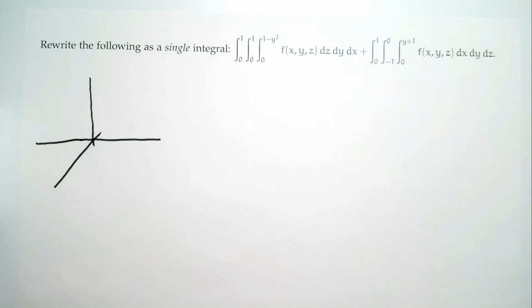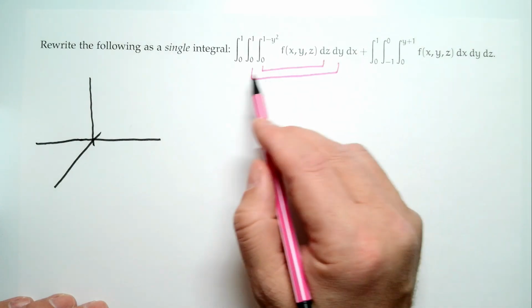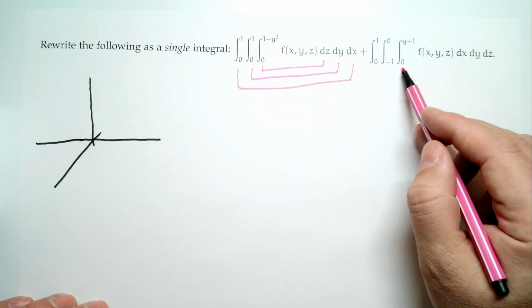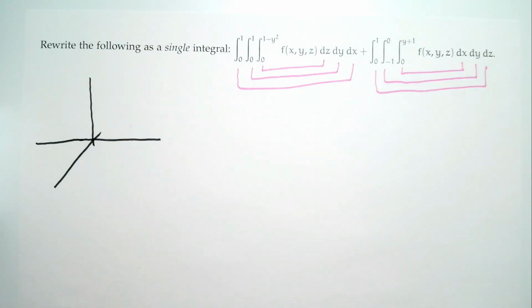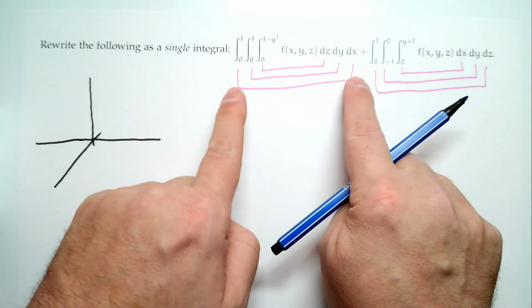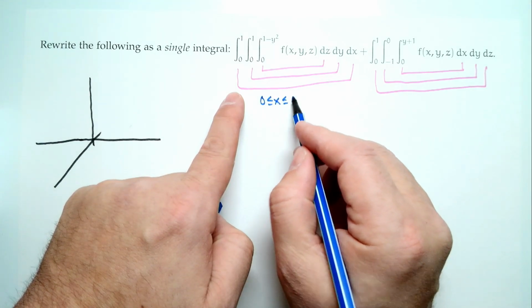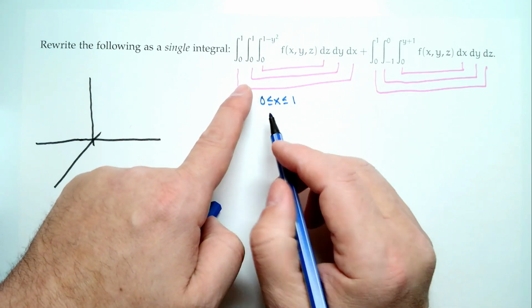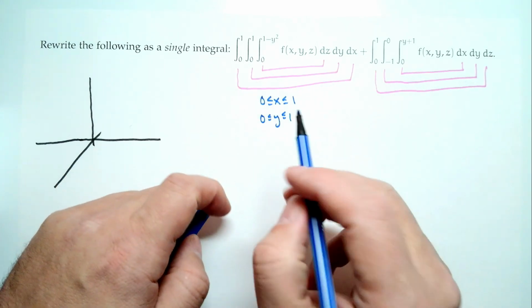Now, as always, we know that the integrals match up with the ends. For example, the innermost integral sign matches up with the innermost variable, and so forth. Because of this, we can figure out where these integrals are at. Let's spend some time on the first integral. Starting from the outside, x goes between 0 and 1, y goes between 0 and 1, and then z goes from 0 to 1 minus y squared.